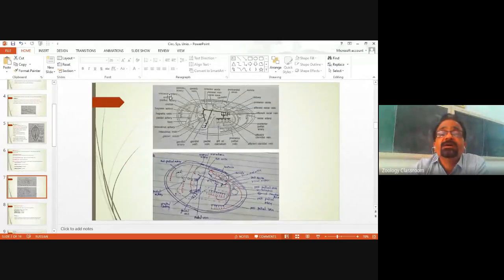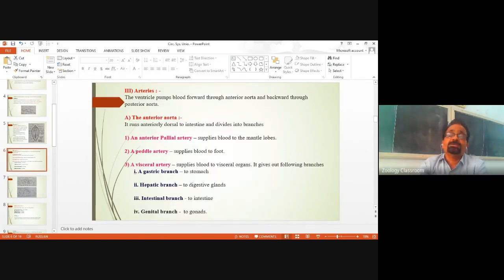See, this is the location of the visceral artery. Here the anterior aorta gives branches such as the pallial artery, the pedal artery, and the visceral artery. Again, I will show in this diagram. This is the pallial artery, this is the pedal artery, and this is the visceral artery. Now, further we are going to deal with the different branches of the visceral artery.